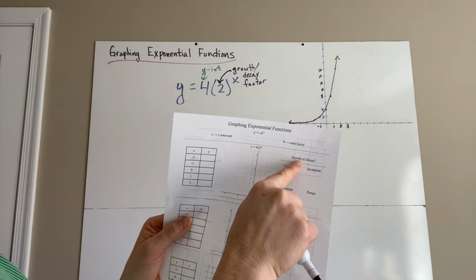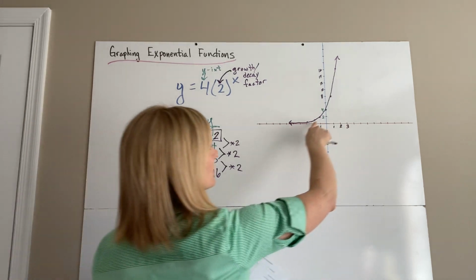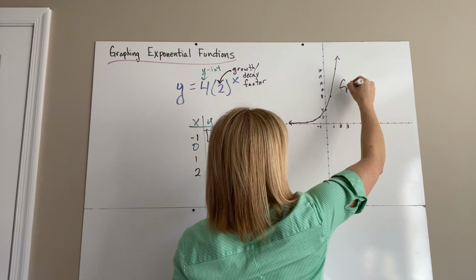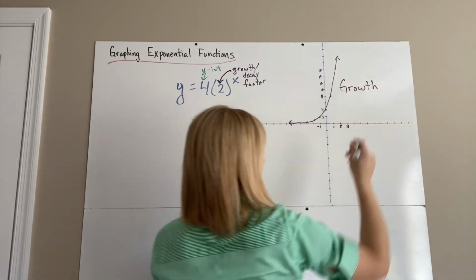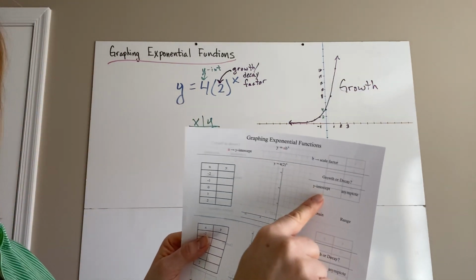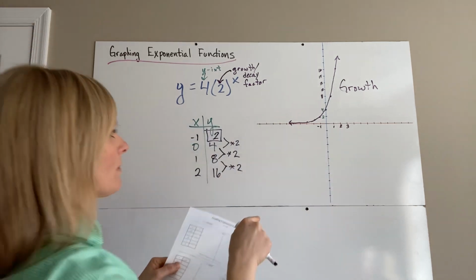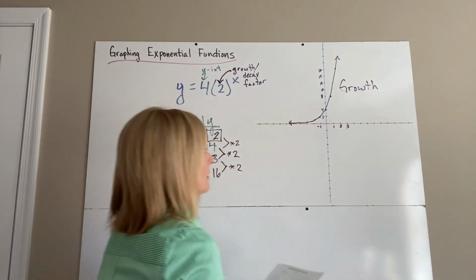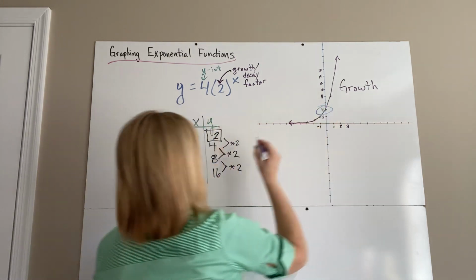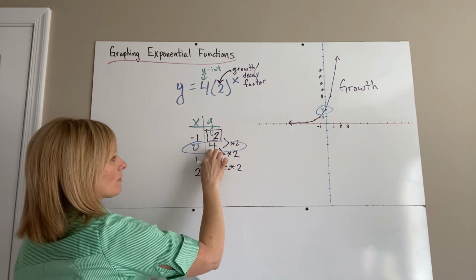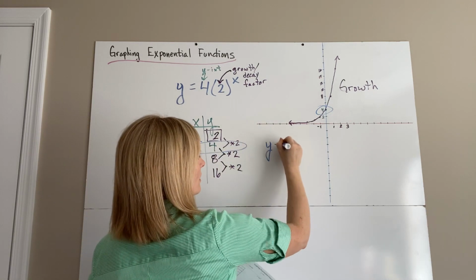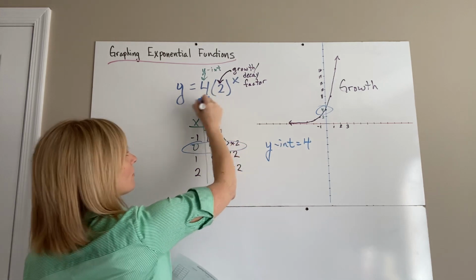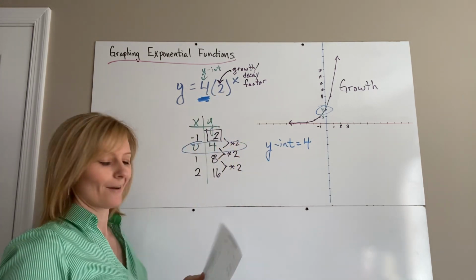Here we have growth or decay. Well, look at our graph. Is it growing or decaying? It's rising up to the right, so this is a growth, okay? What's next? The y-intercept. Well, we talked about that, right? The y-intercept right here, at (0, 4). So we know the y-intercept is 4. We knew it from right here, right? The y-intercept is 4. All right, good job.